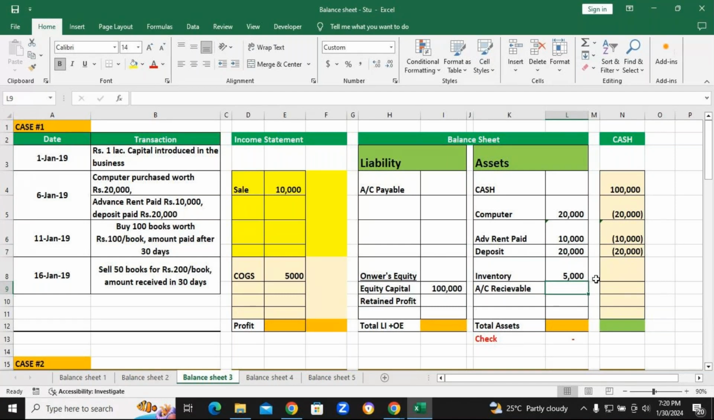Okay, so we'll go to the next line item. Here we are telling that it is yet to be paid and yet to be received. The amount I am supposed to receive is 50 into 200, and I am supposed to pay 100 into 100. Clear? Account receivable and payable.